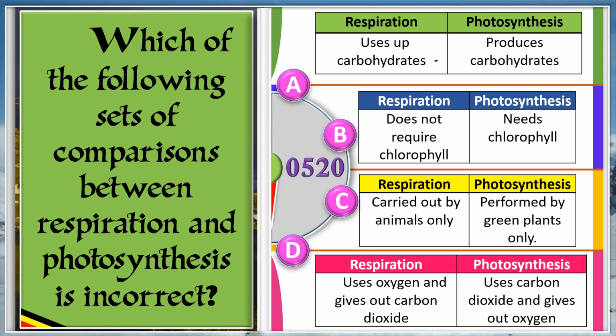D. Respiration uses oxygen and gives out carbon dioxide. Photosynthesis uses carbon dioxide and gives out oxygen. And the answer is C. Respiration is carried out by animals only, and photosynthesis is performed by green plants only.